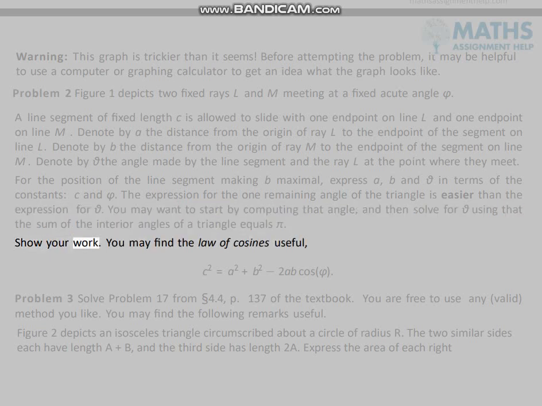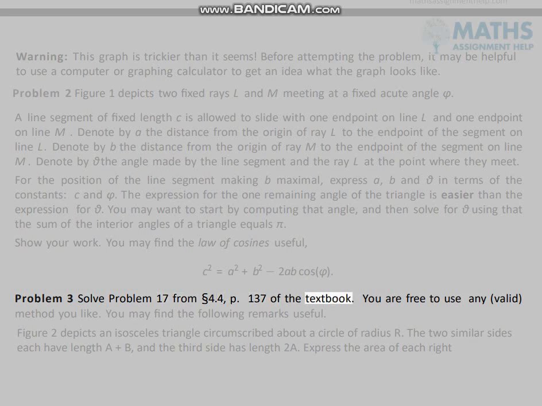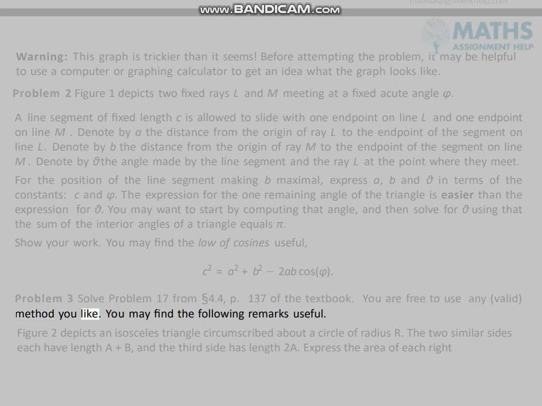Show your work. You may find the law of cosines useful. C² = A² + B² - 2AB cos phi. Problem 3. Solve problem 17 from section 4.4, page 137 of the textbook. You are free to use any valid method you like.